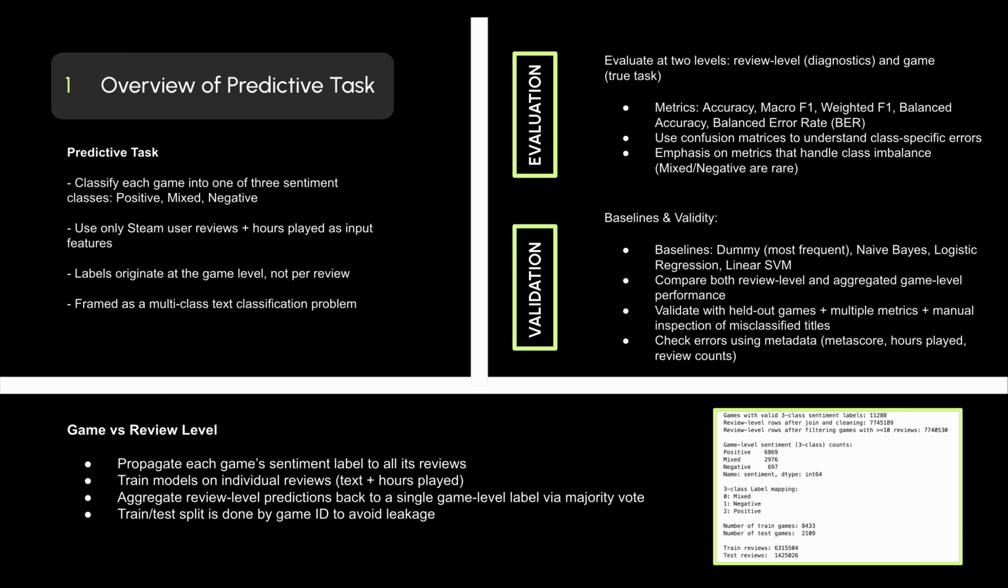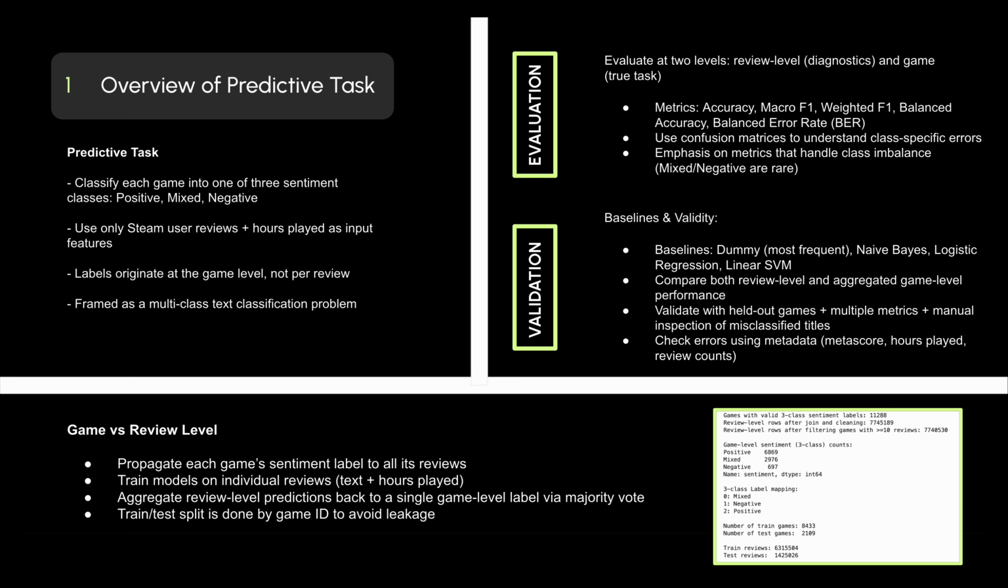And those baselines are going to allow us to compare performance against just simple models like naive Bayes, and then compare some more linear models like logistic regression and linear SVM, and also understand how review level performance transfers to game level predictions, which again is going to be our actual goal.